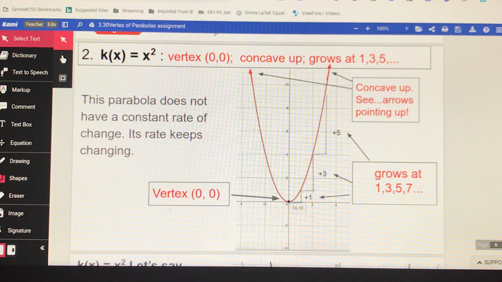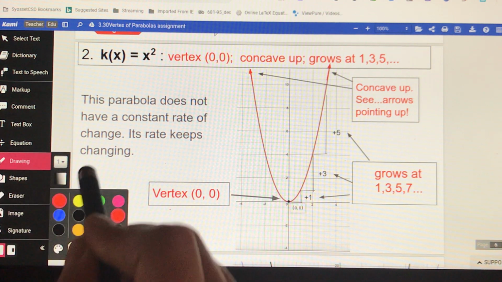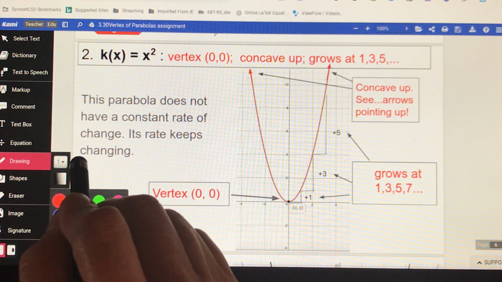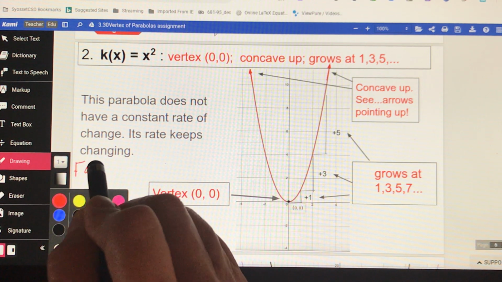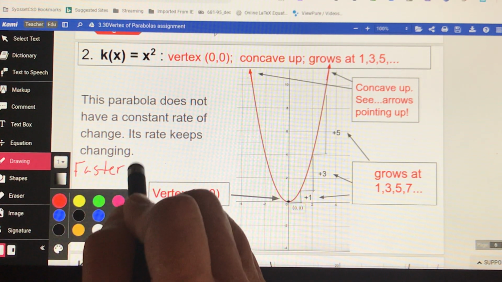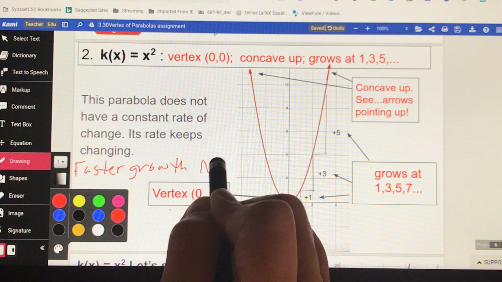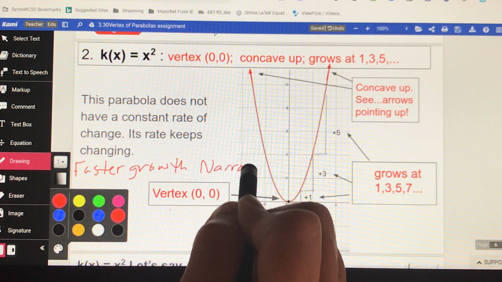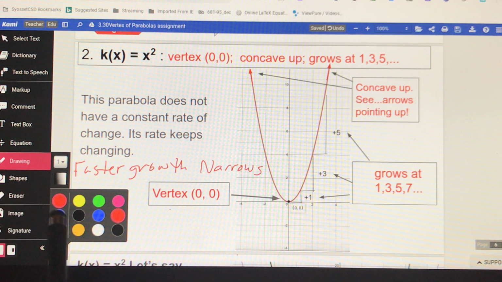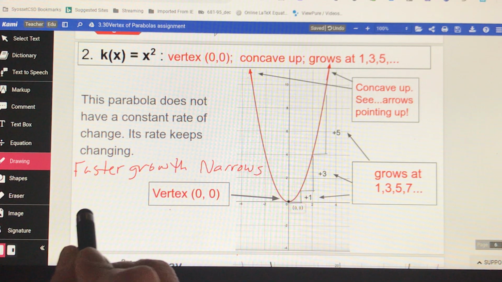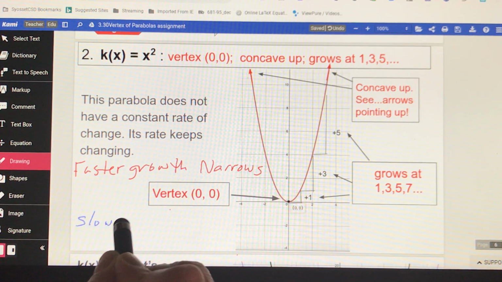The dilation will change the growth rate. When the dilation gets larger, the growth rate will get faster, or narrower. So the faster the growth, the narrower your parabola will be. If we have slower growth, your parabola will appear to widen.